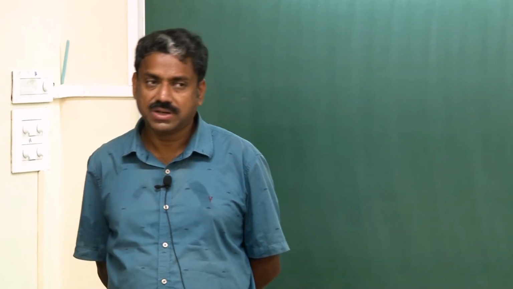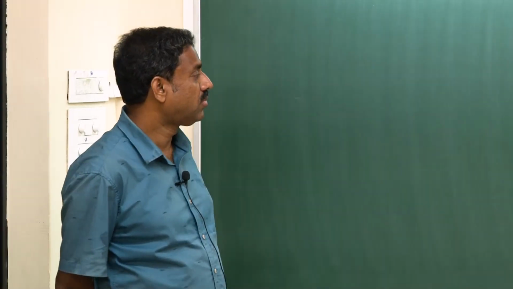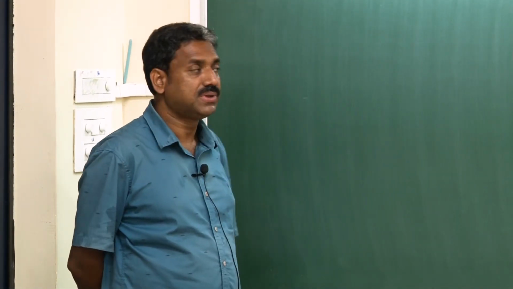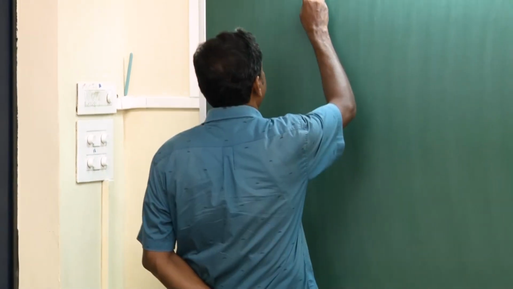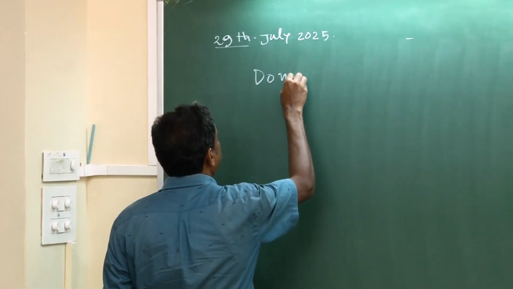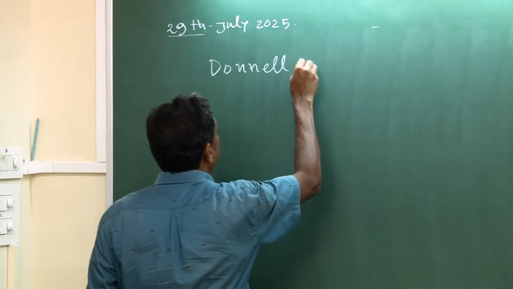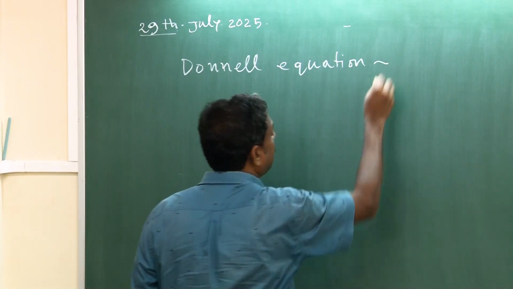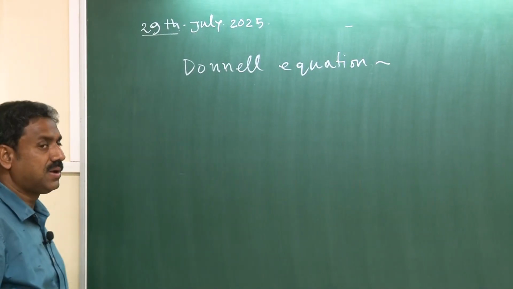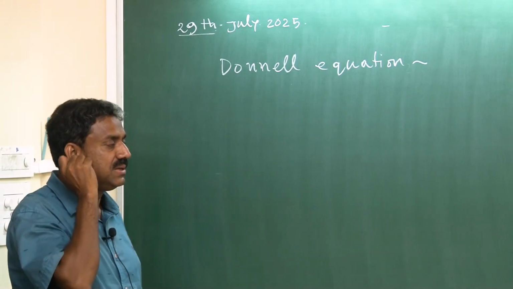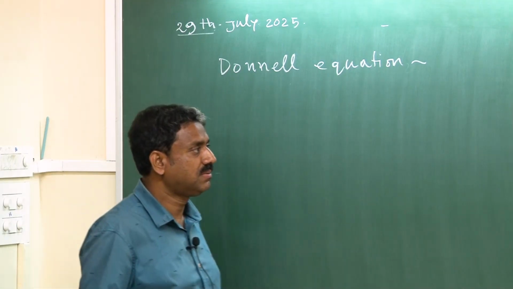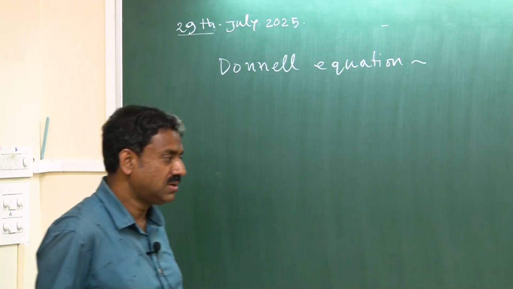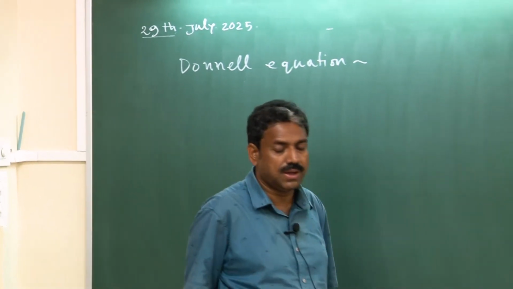But then we started putting more and more physics into it, and we derived the Donnell equation, which governs the buckling of cylindrical shells. There were certain assumptions. We presented a simpler derivation following Bazant, and several assumptions were made.